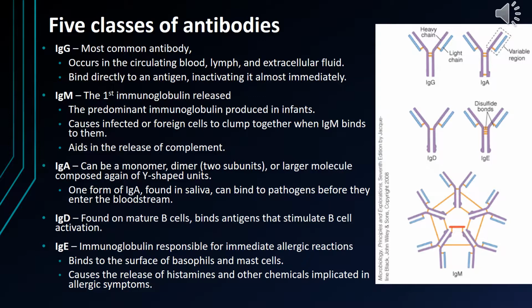And then we have the IgE type of antibody, which is an immunoglobulin, which is another word for antibody, responsible for immediate allergic reactions, and it binds to the surfaces of basophils and mast cells. And mast cells are just basophils which are no longer in the lymphatic system. And it causes the release of histamines and other chemicals implicated in allergic symptoms. So probably if you're going to remember any two of these, it would be best to remember IgG and IgE antibodies and don't really worry too much about the other three.